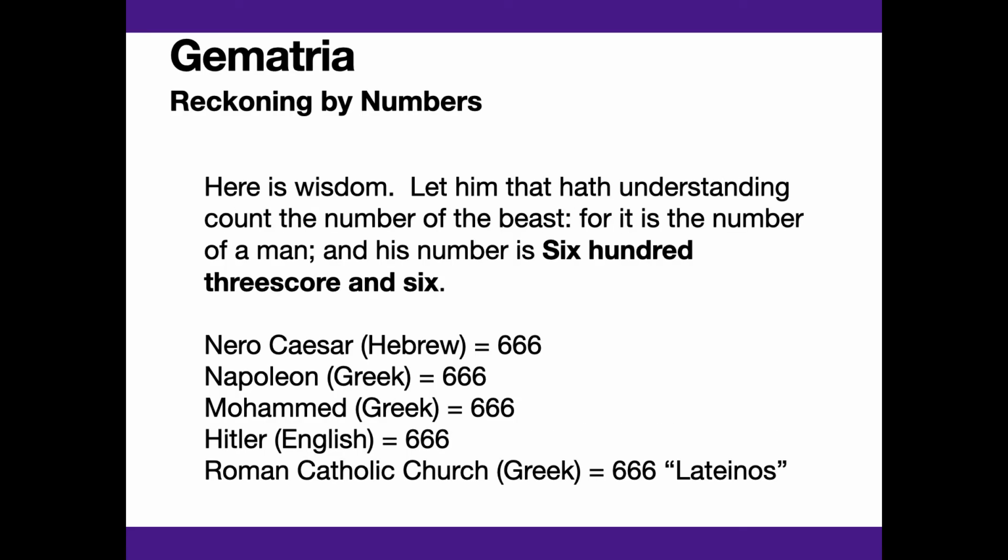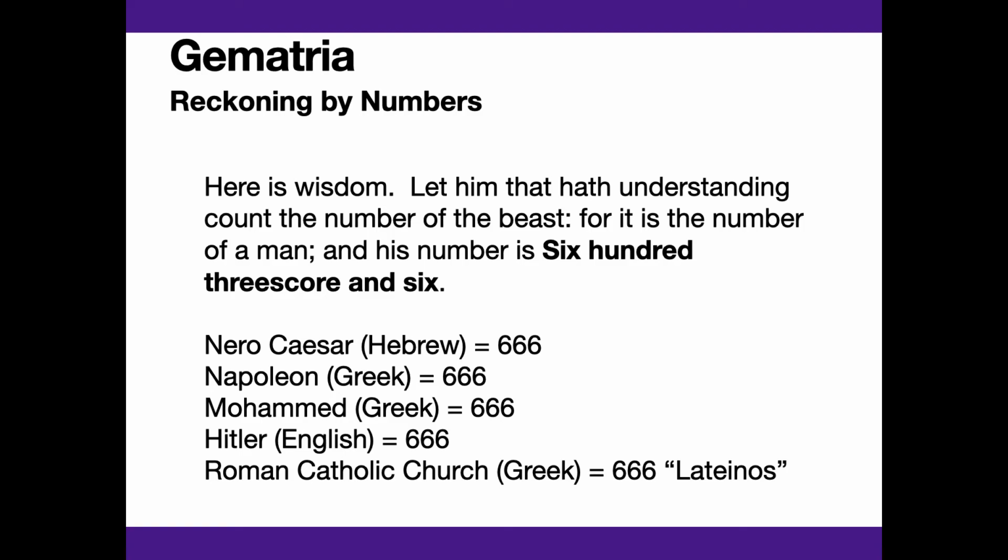But this is probably the most popular one, for sure. So this is a quote from the book of Revelation. I'll put the link in the description to that specific quote. So it says, "Here is wisdom. Let him that hath understanding count the number of the beast, for it is the number of man, and his number is 666." If we're reeling in fish, that is some good bait right there. Let him that hath understanding count the number of the beast.